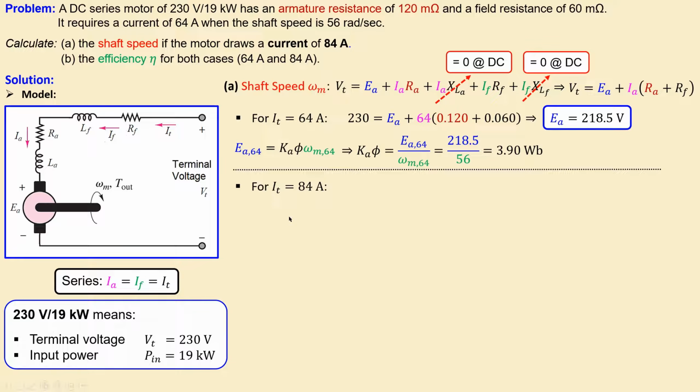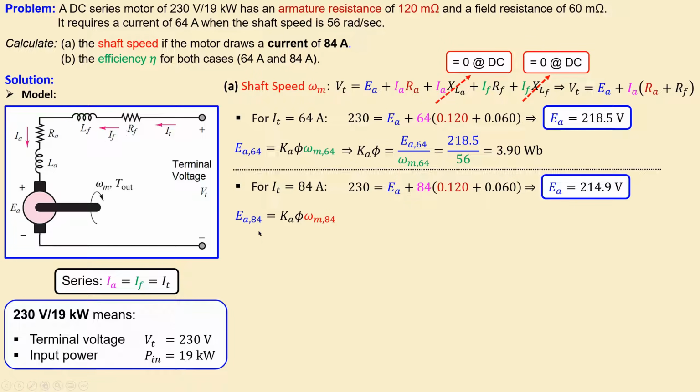Now let's look at the second case, for a terminal current of 84 amps. We have again the same expression, but in this case the terminal current, or the armature current, which you prefer, is 84. Substitute again the given values, and you will have for this situation a back EMF voltage of 214.9 volts.